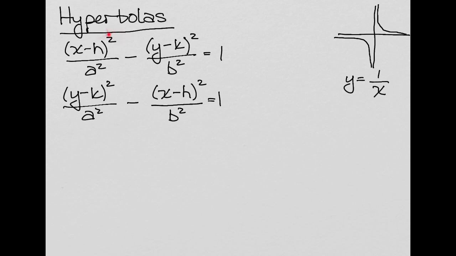When the x term is positive, my hyperbola is going to open in the x direction, so on the x-axis or parallel to the x-axis. And that would be left and right, since it has two pieces. One opens left, one opens right. When the y term is the positive one, my hyperbola is going to open along the y-axis or parallel to the y-axis, so that'll be up and down.